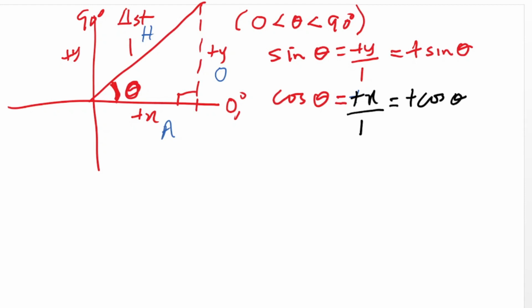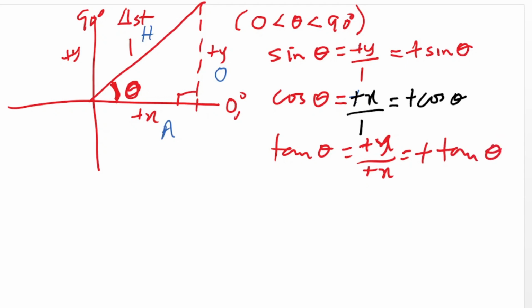Then we check for tan as well. For tan theta, which is opposite over adjacent, the opposite is plus y, and the adjacent is plus x. This is also positive. Plus tan theta. That's the reason why in the first quadrant, all the ratios are positive. So what does that mean? If you have a theta that is less than 90 degrees.